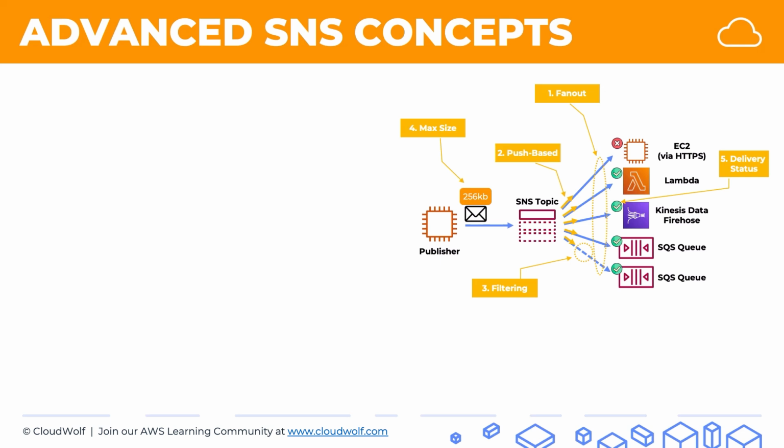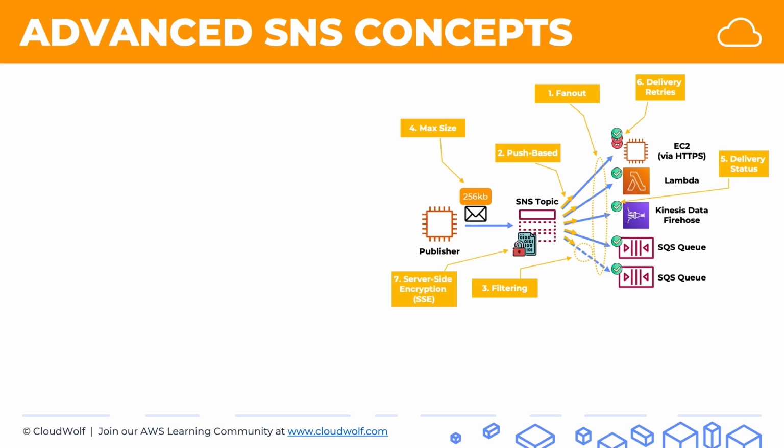The next thing is redelivery or delivery retries. So here you can see that the first message to the EC2 instance via HTTPS was not delivered, second one was not delivered, third one was delivered. So you can set up retries as well.